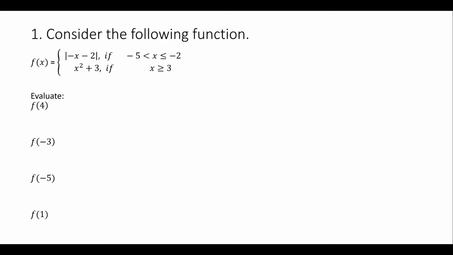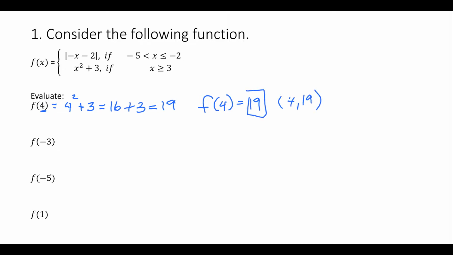So let's go ahead and actually find it. I'm going to use the second definition, which means I'm going to use x squared plus 3. Everywhere I see an x, I'm going to plug in 4 instead. So that's going to be 4 squared plus 3, which gives me 16 plus 3, which is 19. So f of 4 happens to be 19, which is the same thing as a point on the graph, (4, 19). All right, so let's look at the next part.